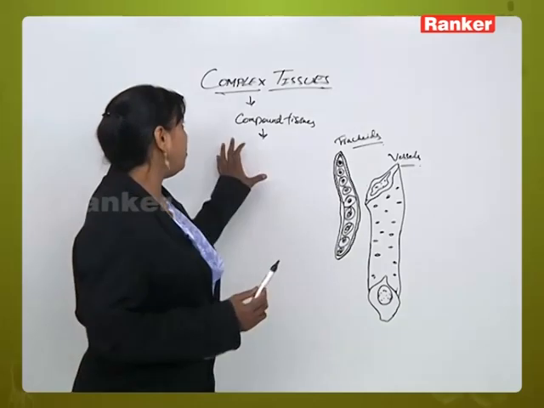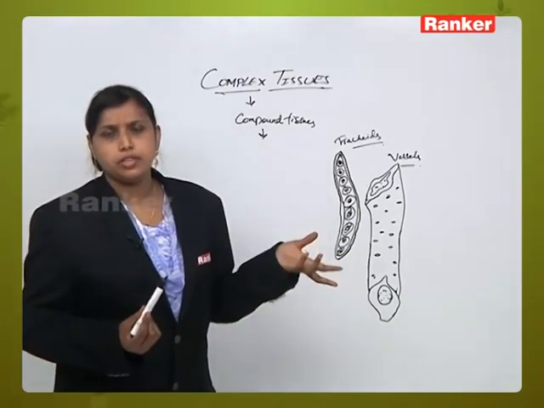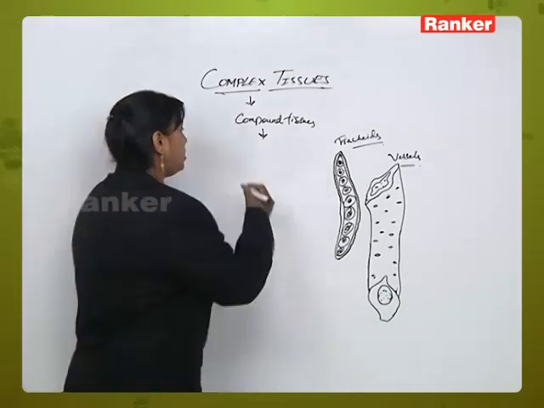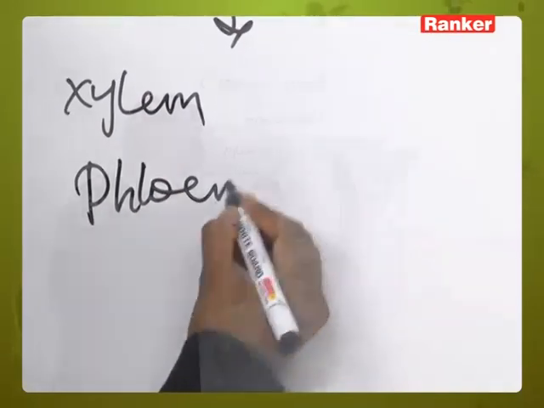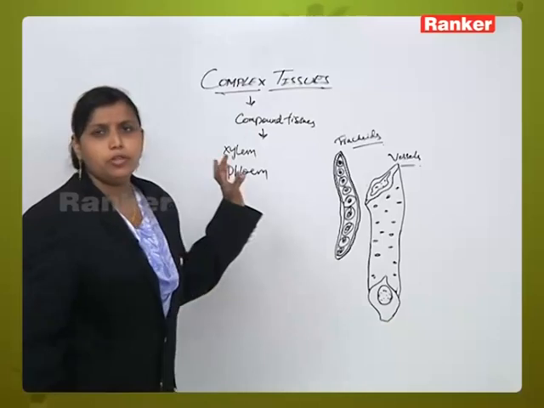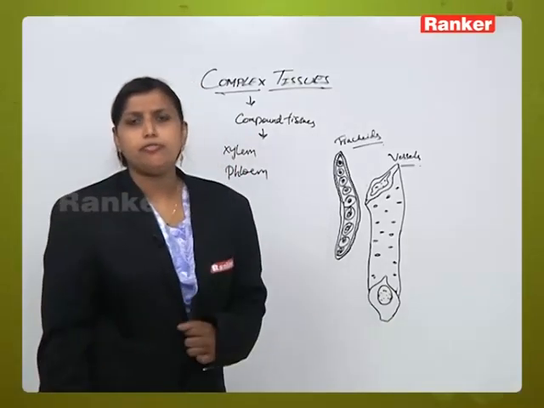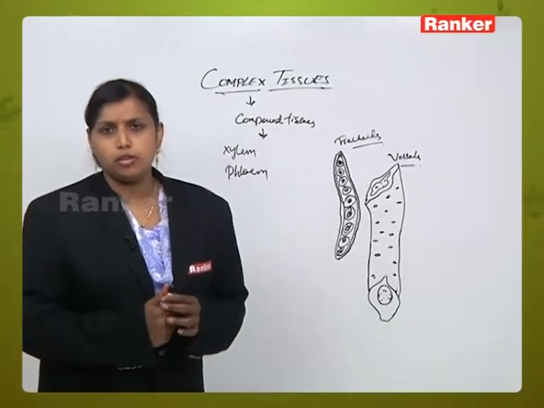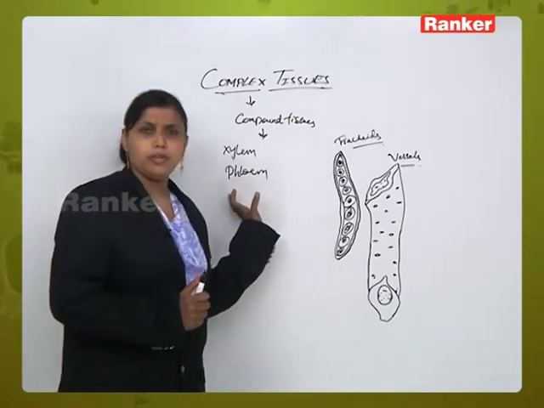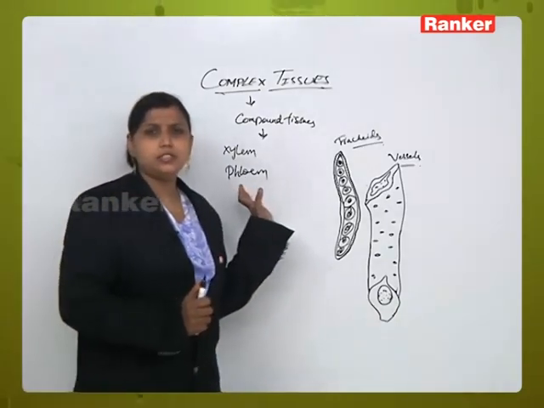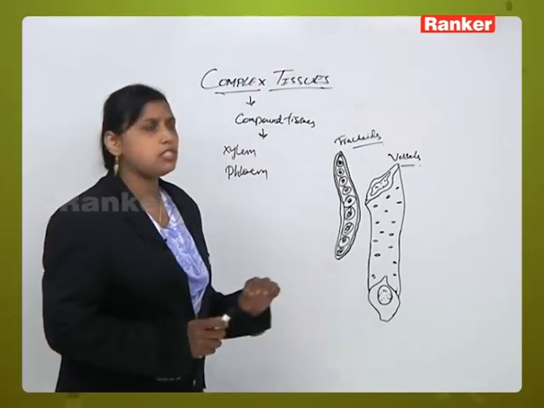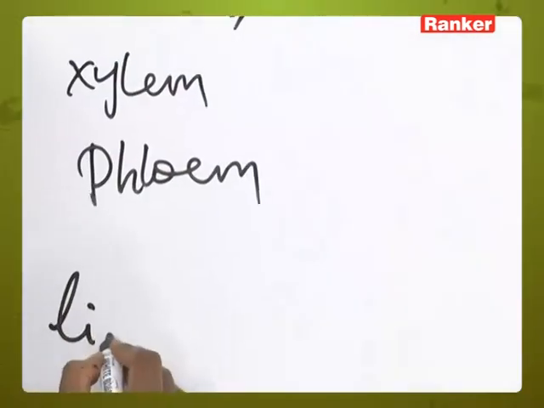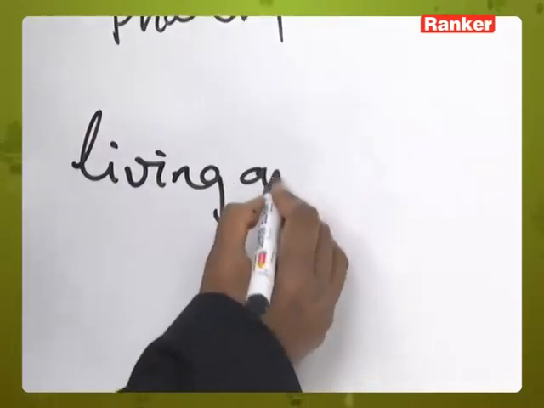Now here in complex tissue there are two different types of cells involved. Those are xylem and phloem. Both xylem and phloem are helpful in the translocation of food and water in the plant body. And the elements of both these tissues consist of both living and dead elements.